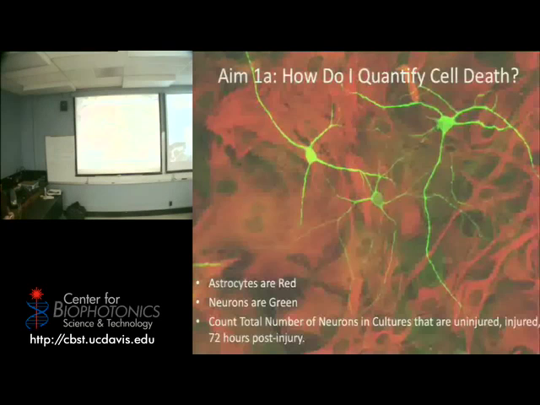And so what I do, remember I have my green neurons, my red astrocytes, is I can do an injury, I can wait 72 hours and just count how many of these there are. Because when they die, they disappear, they float away. And so I can physically say the question, okay, here there's three. If I did injury, maybe there'd only be one. And that's how I count cells. And it's really dependent on biophotonics here for me to be able to see them.